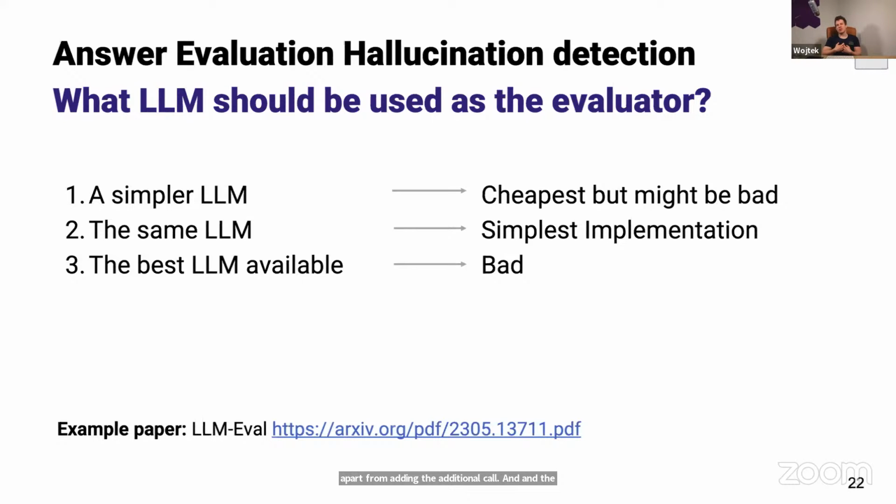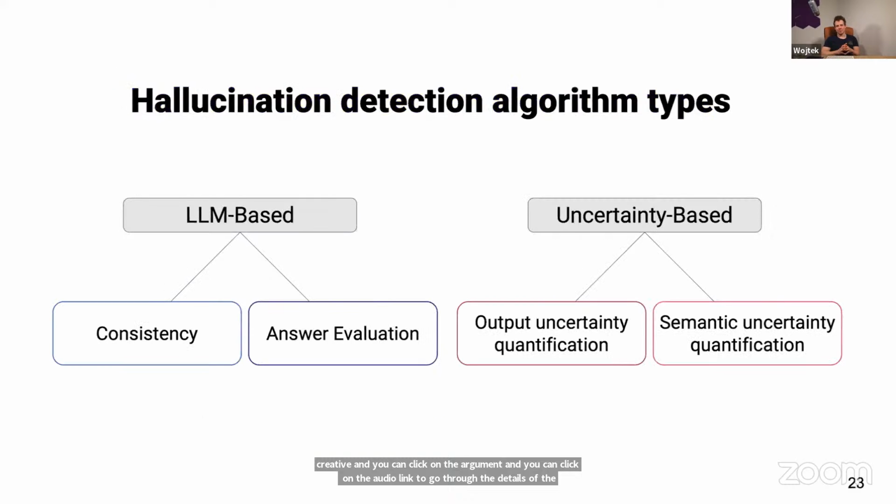And then the last option is, of course, to use the best LLM available, whatever is at the current top of the leaderboards. But it's expensive, and if we're using that for evaluation, we probably should use it instead to actually answer our question, because then we're less likely to get a hallucinated answer. Example paper here is LLM-eval. Again, the name is not very creative, and you can click on the arXiv link to go through the details of the implementation after the webinar once you get the presentation.